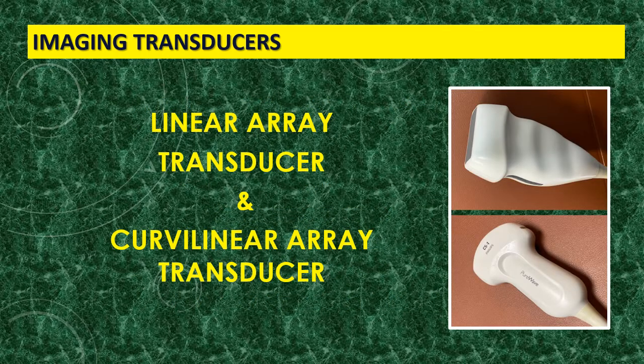So what are these linear and curvilinear probes? The linear is the one that we usually use for superficial scanning, small parts, or vascular scanning. So this is the linear array. And the curvilinear, this is the one usually used for abdomen scanning, OBGYN. So as we see here, we have two different applications and two different shapes, but inside the transducer they have the same pattern of arrangement of the active elements. That's why they are grouped together.